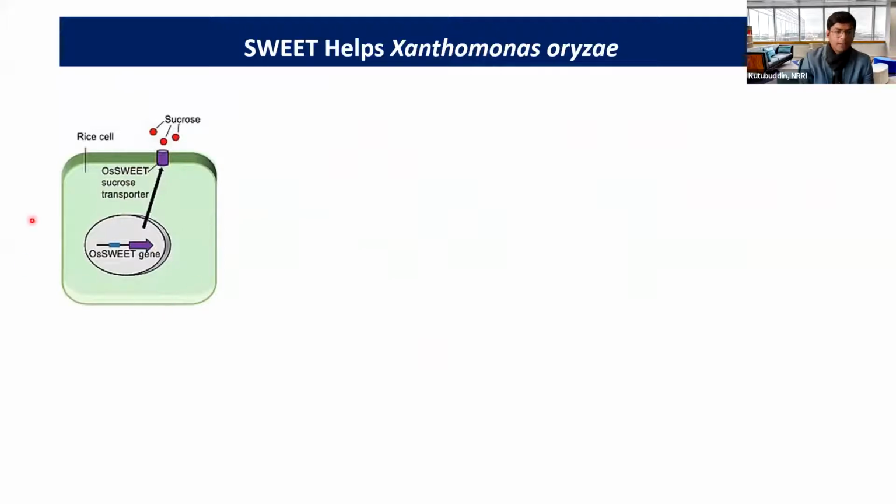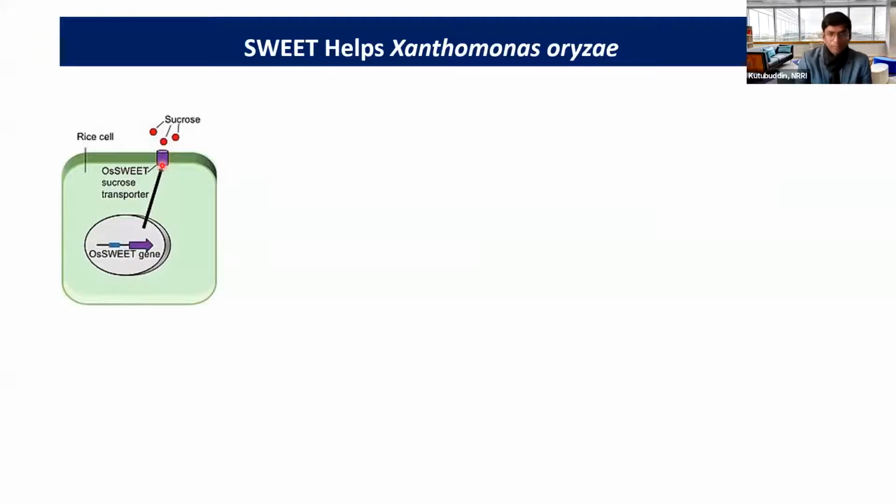So this green box is the rice cell, and this violet one is a gene that is called the SWEET gene. This gene produces a transporter protein. This transporter protein exports sucrose from inside the cell to the apoplastic region, to the outside of the cell. Okay, so this is the normal function of this gene.